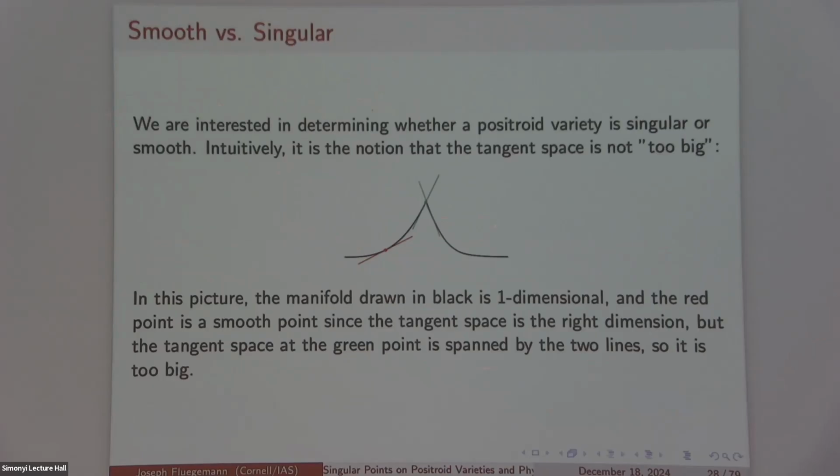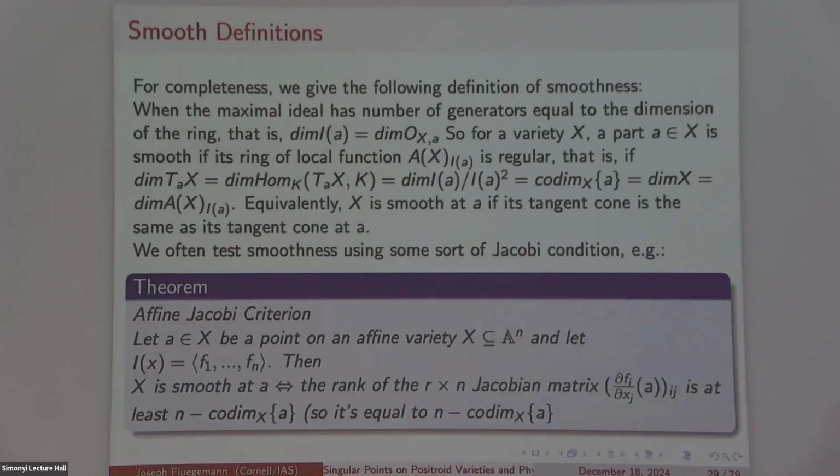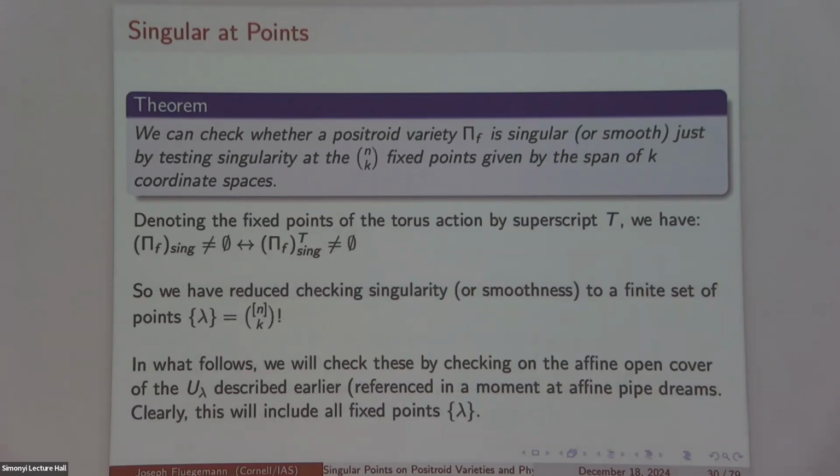okay, so I'm going to talk about smoothness. I'm going to show you how you can use these diagrams to determine whether a Positroid variety is smooth at certain points. Smoothness is just the usual definition of smoothness.